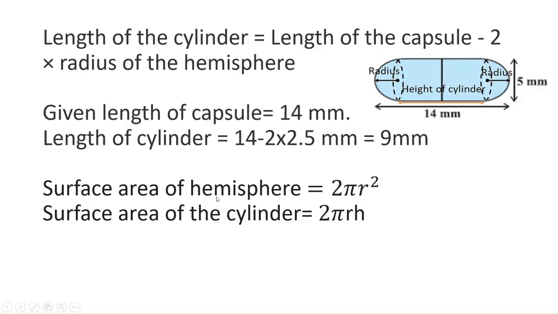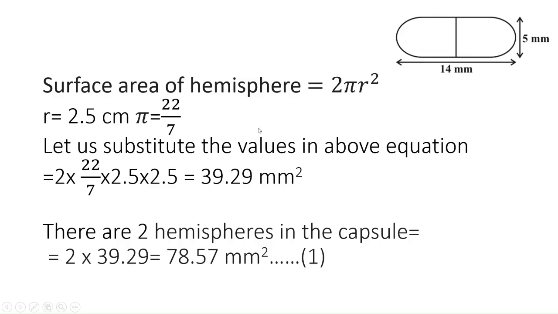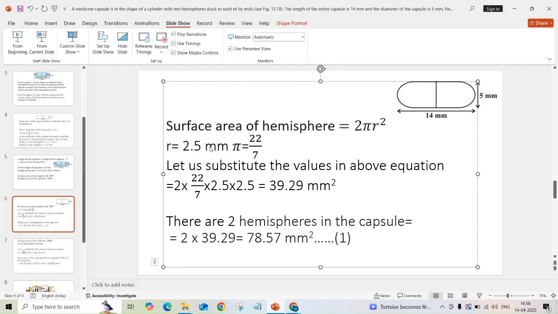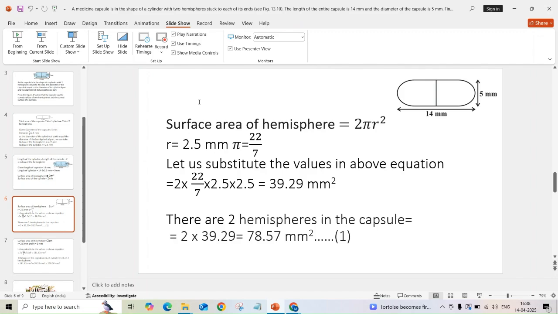So we are able to find the length of the cylinder, right? Now the surface area of the hemisphere is equal to 2 pi r square. Similarly, the surface area of the cylinder is equal to 2 pi r h. Now we find the surface area of the hemisphere, which is 2 pi r square. The radius of the hemisphere is 2.5 mm, and the pi value we know very well, and we are applying the values here.